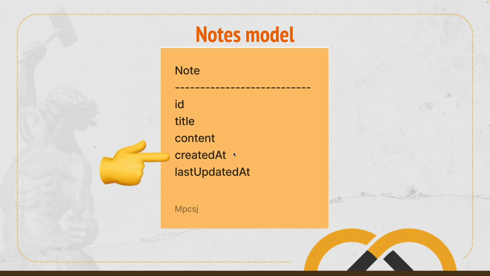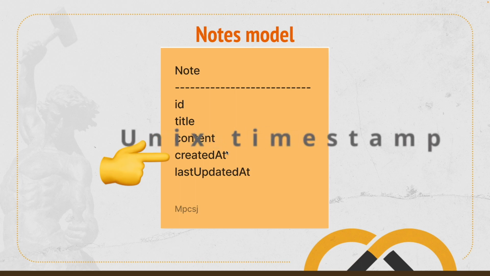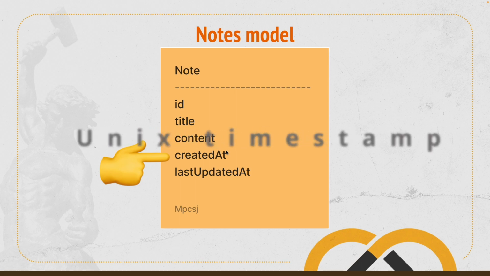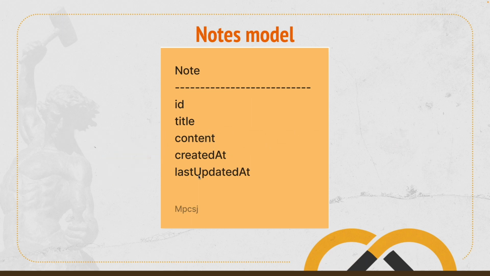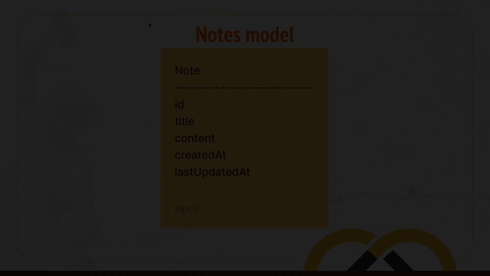You're going to have an attribute that represents the created at date. Probably on DynamoDB, we're going to save the date as a Unix timestamp. And we're also going to have a last updated at, which is another numeric timestamp for the last moment that we updated this node. Okay, great.